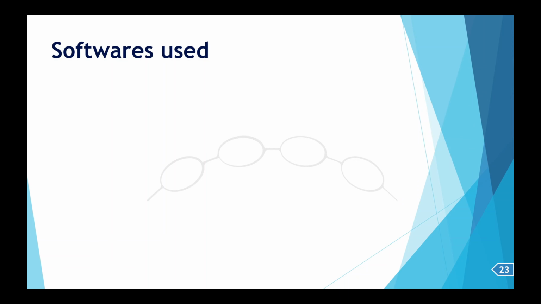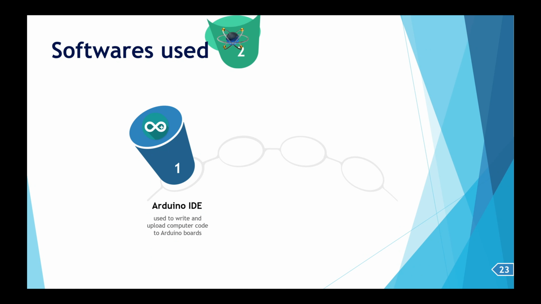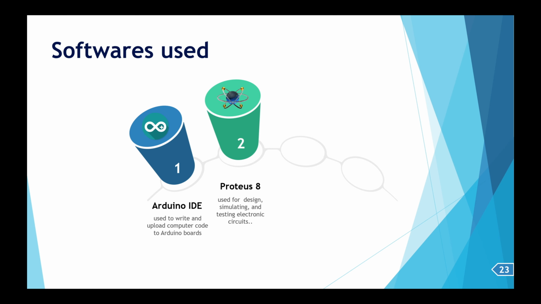Now let us see what softwares we have used to build this project. The first and very well-known software that we have used here is Arduino IDE. Arduino IDE is used here to code the Atmega 328P IC, as well as to upload the code inside the IC. The Proteus 8 software has been used here to draw the schematic and for a little bit of simulation.